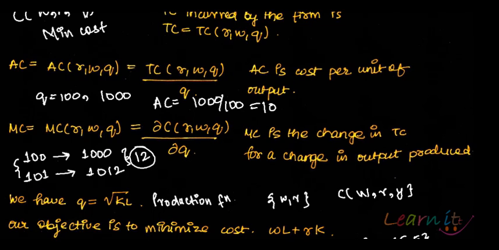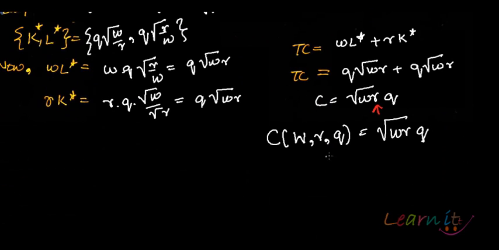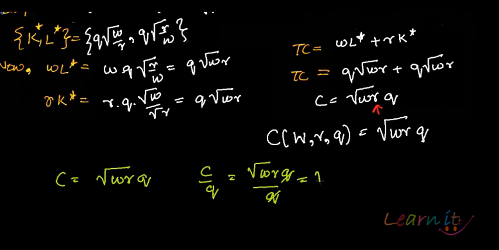Fine. Now, given this function which you have found out, C equals root of WRQ. This is your total cost function. Fine. Now, if I want to find out C upon Q, this would be root of WRQ upon Q. So that would be just root of WR. And if I want to find out what is my C dash, which is dC by dQ, that will also come out to be root of WR. Fine? Okay, thanks.